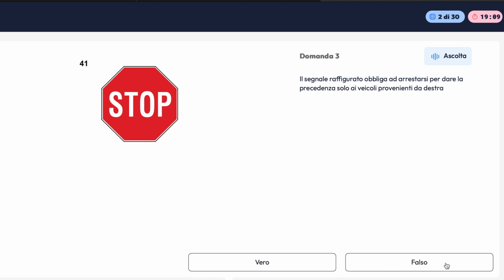Question number 3. Il segnale raffigurato obbliga ad arrestarsi per dare la precedenza solo ai veicoli provenienti da destra. Guys, the question says, this sign tells you to wait and give right to only vehicles coming from the right side of the road, which is falso, because this is a sign of stop, telling you at that juncture you need to give right to both sides, either left or right.